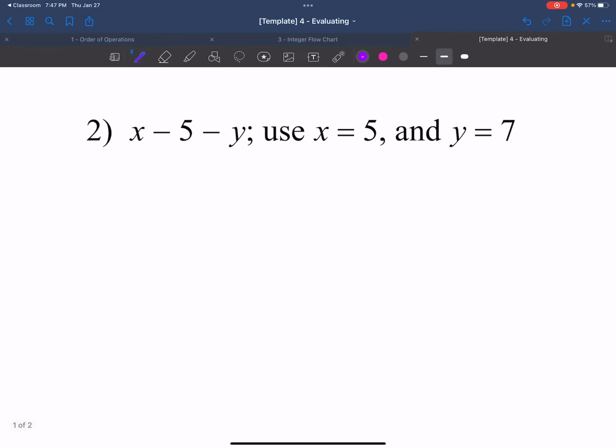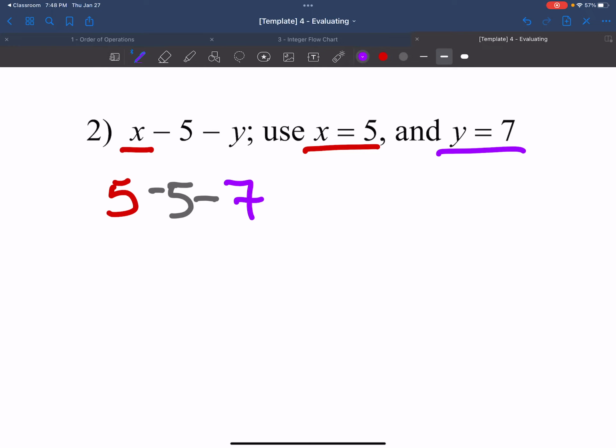Then we have x minus 5 minus y. This time, x is 5, y is 7. So we'll replace this x with a 5. And then we have -5, minus sign, and then we replace the y with the number 7, okay? So everything in gray is what I copied directly from what was given to us originally.